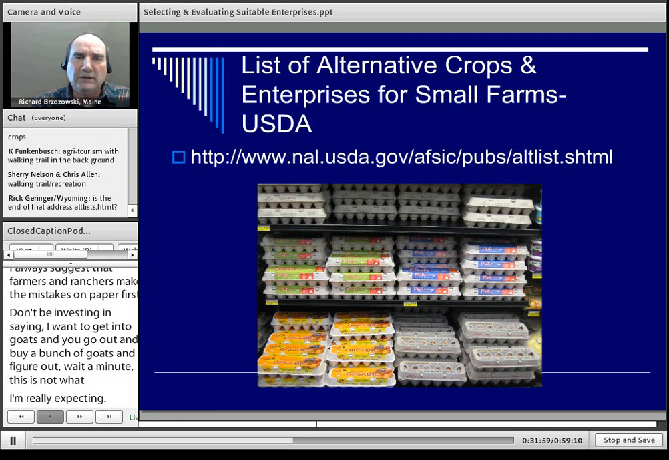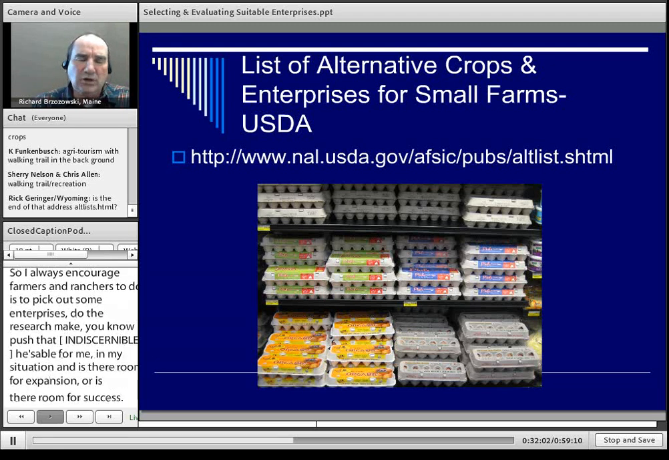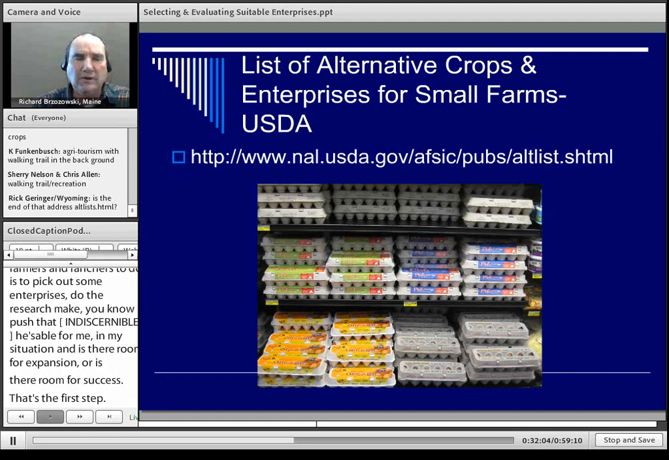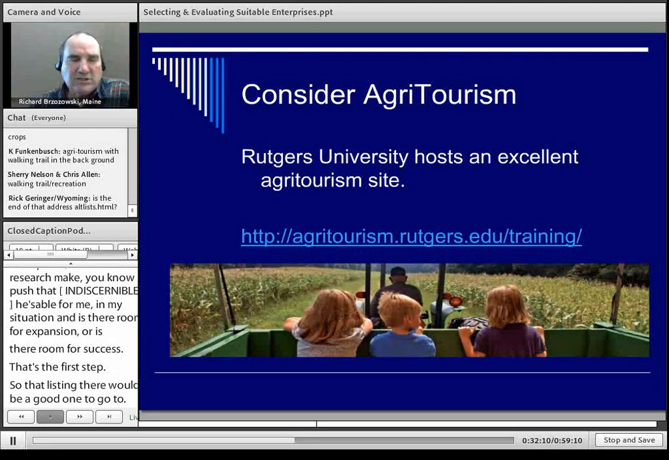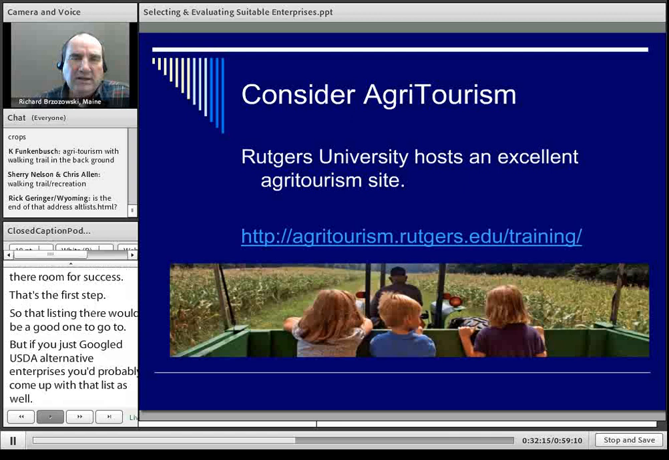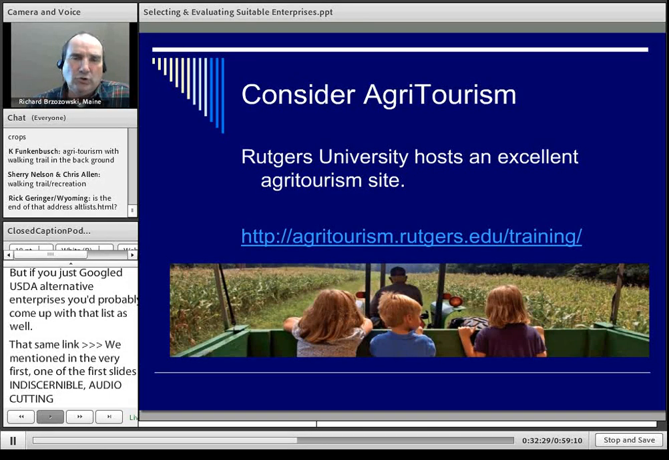But if you just Googled USDA alternative enterprises, you'd probably come up with that list as well, that same link. We mentioned in one of the first slides that you can be animal-based, plant-based, or service-based. And agritourism is a huge, there's huge interest in that across the country because people are driven for local foods. They love to see where their food is grown, whether it's animal or plant. They also love to come to visit farms. And so Rutgers University has put together a really nice website that's really designed for farmers.